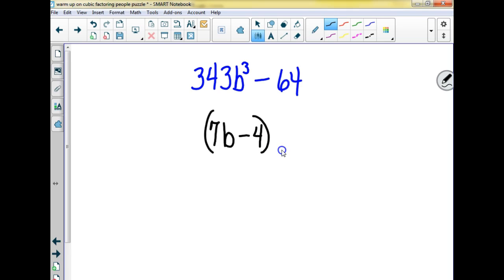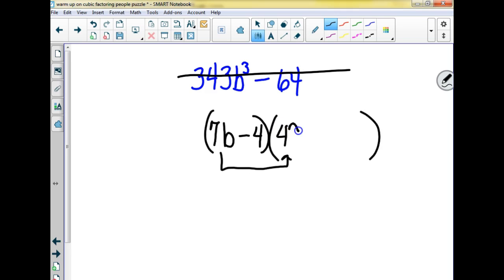Once I've written that first parenthesis, I don't look at it again. To get the second parenthesis, I use this one and I square it. Be careful, it's not 7b squared. 7b times 7b is 49b squared, right? Then the last one at the back is this one squared, so that's going to be 16. In the middle, it's 7b times 4, which is going to be 28b.